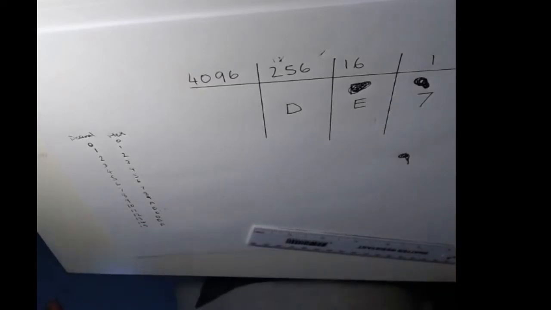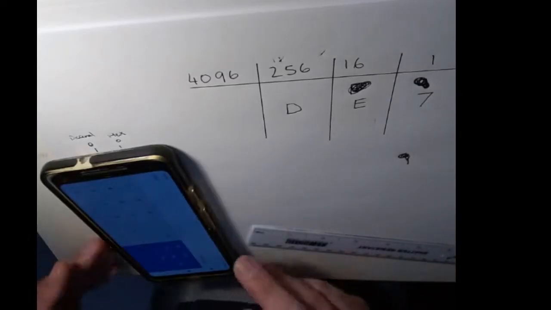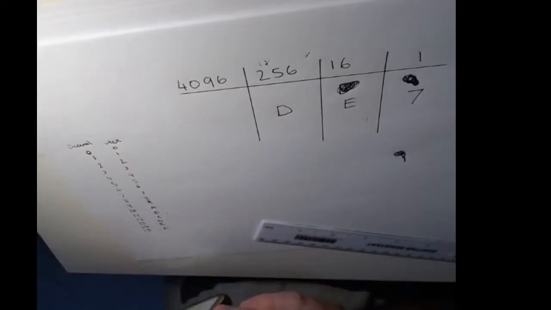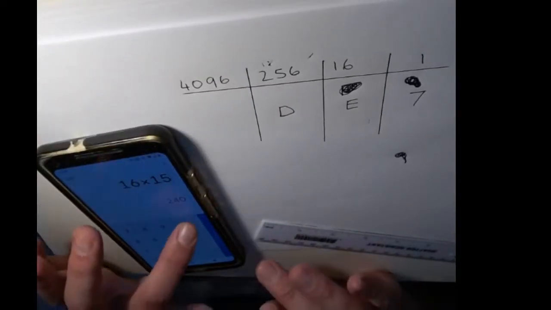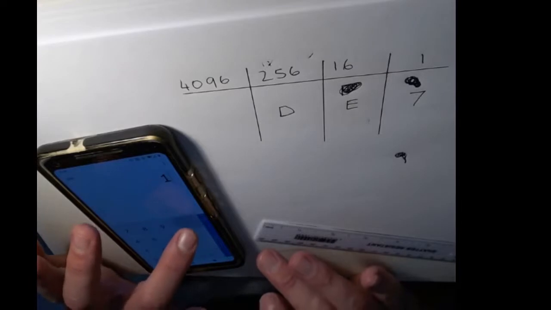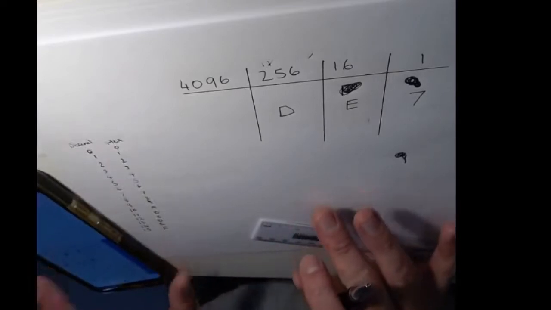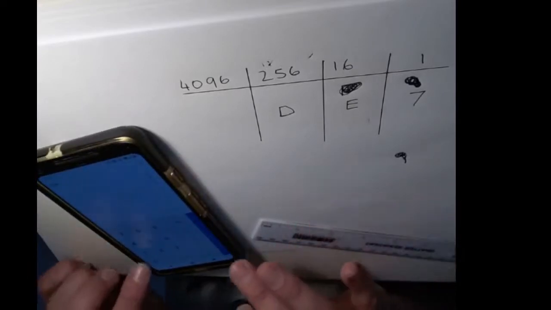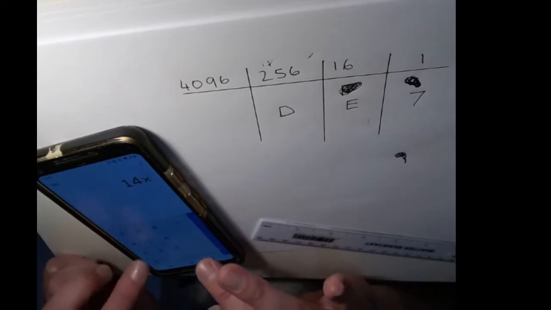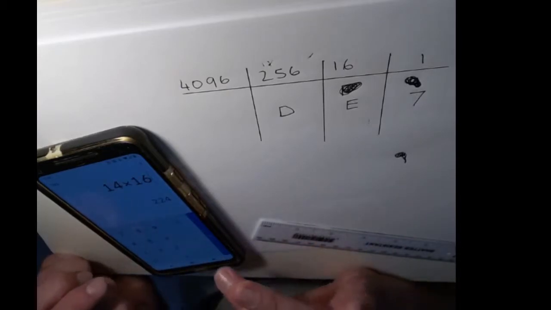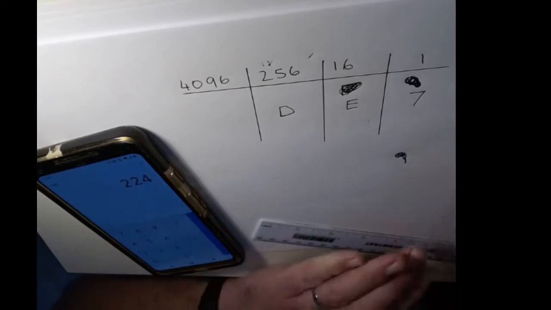We'll get our calculator because we need to do E. If we look at our little list, E is 14. So we're doing 14 times 16, which is 224.